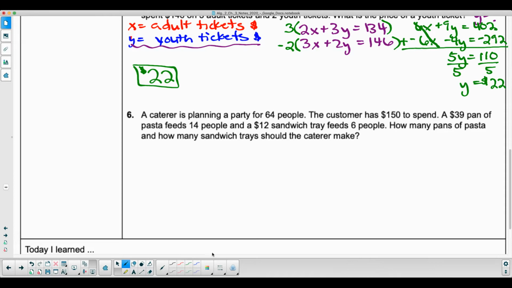So let's just label those out. Let's say X is the number of pasta pans. And then we're going to call Y the number of sandwich trays.